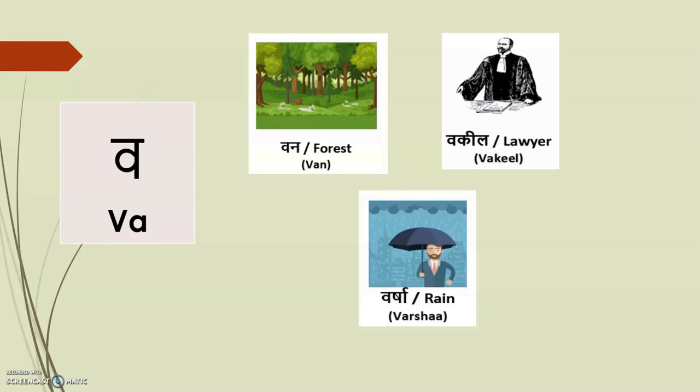So, in the first picture, we can see a forest. Forest in Hindi is called Van. It is called Van. In the next picture, we can see a lawyer. Lawyer in Hindi is called Vakil. It is called Vakil. And in the third picture, we can see rain. Rain in Hindi is called Varsha. It is called Varsha. So, all these three objects begin with the letter V.